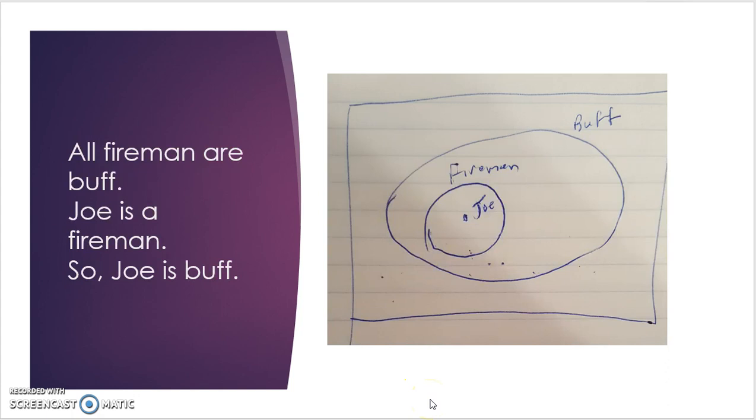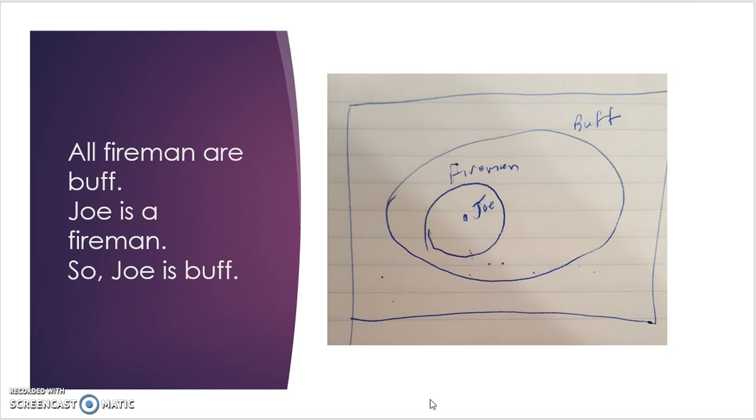Okay, so for my premises, I have all firemen are buff, and Joe is a fireman. And for my conclusion, I have Joe is buff. So, to show all firemen are buff, I have to put the fireman circle inside of the buff circle, as you see in the diagram here. To say that Joe is a fireman, that Joe is an element of the set of firemen, I put a dot inside of the fireman circle, and we label that dot Joe.